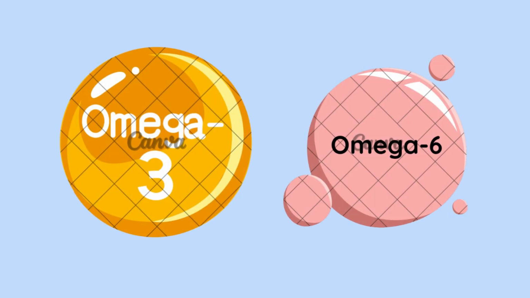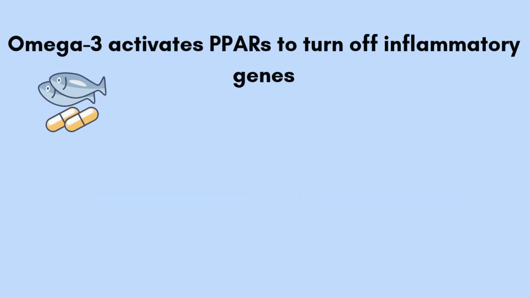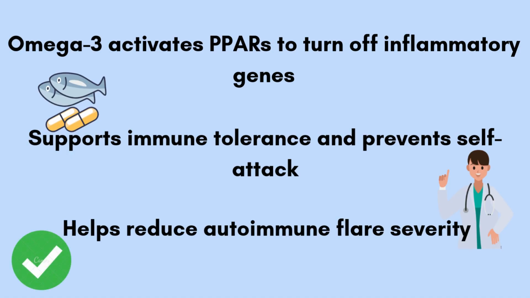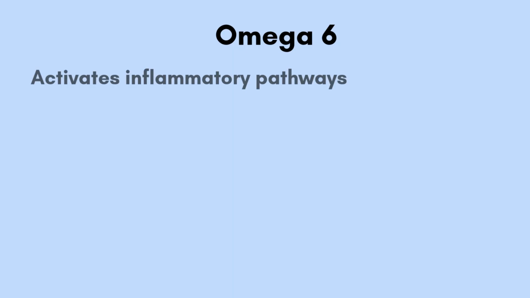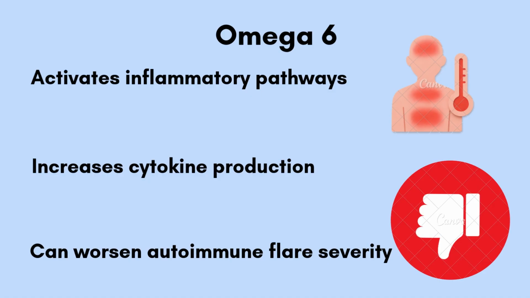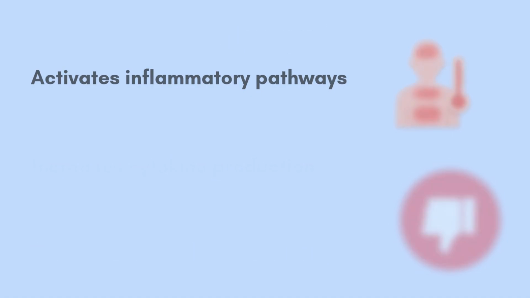Omega-3 and omega-6 fats also play important roles in autoimmune health. Omega-3 activates PPARs to turn off inflammatory genes and reduce autoimmune flare triggers. It also supports immune tolerance and helps prevent mistaken self-attack, improving flare severity in conditions. Omega-6 has the opposite effect. It activates inflammatory pathways, increases cytokines, and can worsen autoimmune flare severity when it's too high.